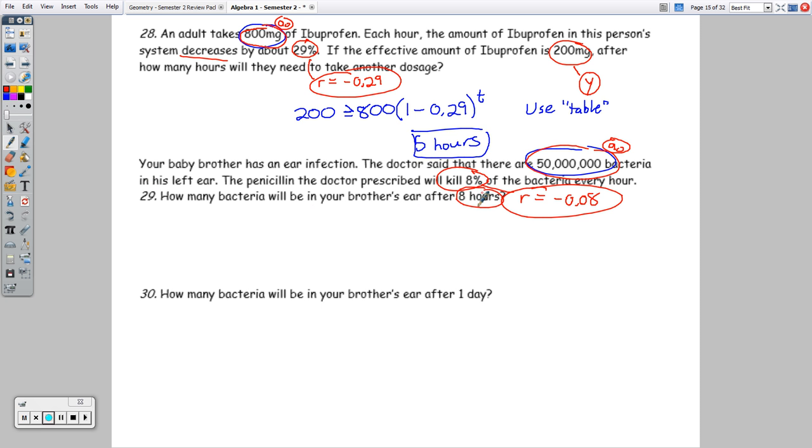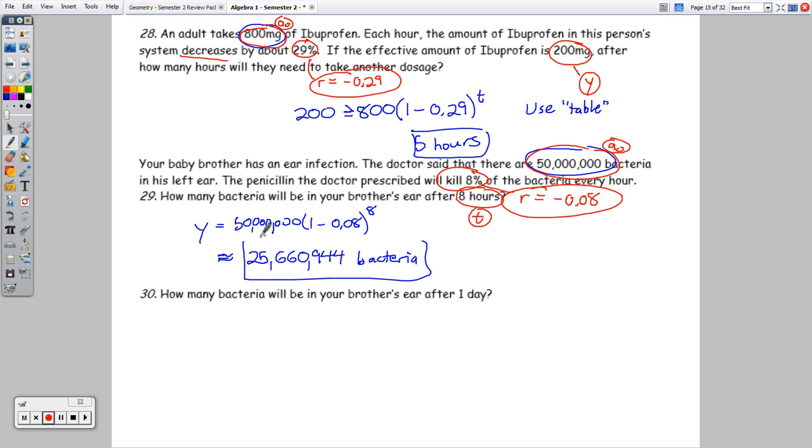And how many bacteria after 8 hours? So there's our T value right there. So this one, we're going to figure out what is Y, what is the total. And we'd start with 50 million, and then do 1 minus 0.08 to the 8th power. And if you put that into a calculator, you should get approximately this much. So 25,660,944 bacteria.